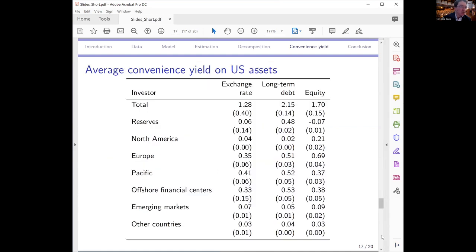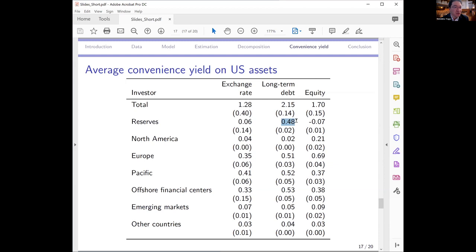The way we do it is we take the demand system and we zero out the specialness of US debt, which is the extra demand that foreign investors have for not only short-term debt, but long-term debt and equities. And we solve for the market clearing prices in the absence of specialness. And what we find is that long-term debt yields would be 2.15% higher in the absence of US specialness. And we can further decompose the 2.15% into which investors are causing this.